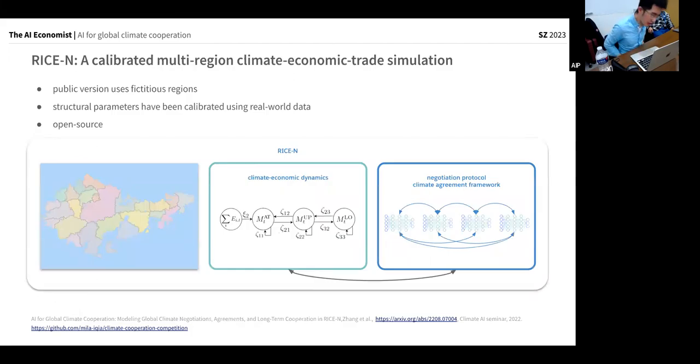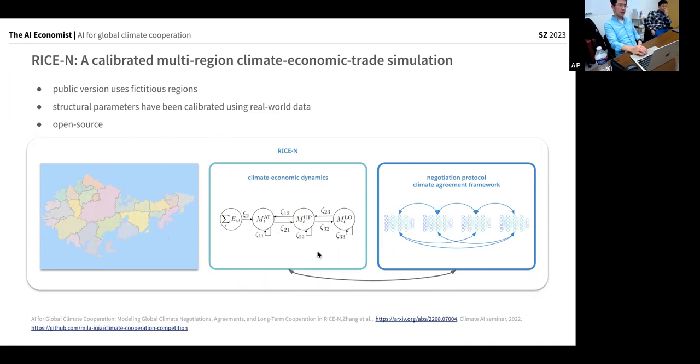So how do we approach this? We built a simulation as an organization, and we call it RICE-N. We have a number of fictitious regions, and we are doing this because of political sensitivity. In the simulation, we're simulating the climate and the economy and the feedback mechanisms between the two. This is based on the so-called RICE model, which is a recognized model that was developed by a Nobel laureate in economics, William Nordhaus.